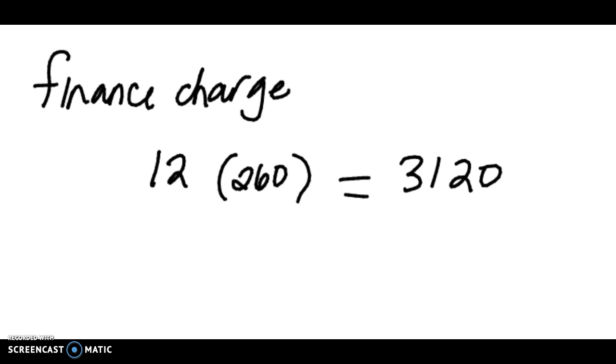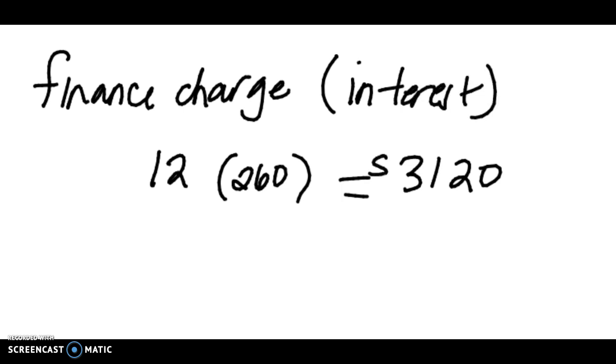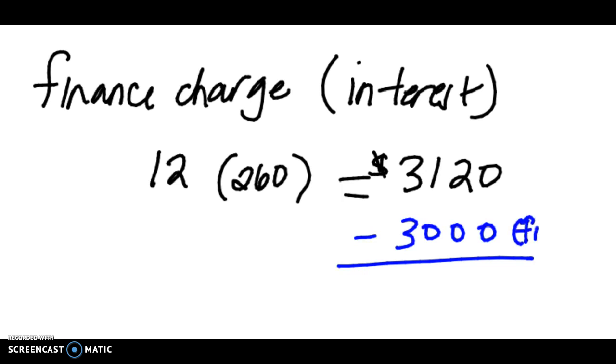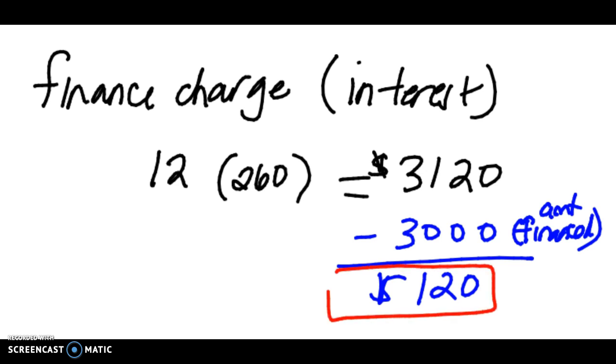Now, to find the finance charge, which is a fancy way of saying find the interest. Okay? So the person pays $3,120, but the amount they financed was $3,000. So if we subtract the amount they paid minus the amount that they financed, the difference will give us the interest that the person pays over the life of the loan. So we find out that the person paid $120 towards interest during the life of this loan.